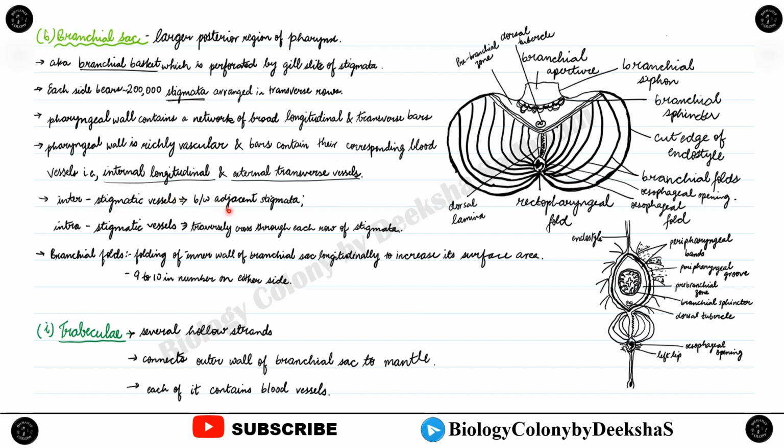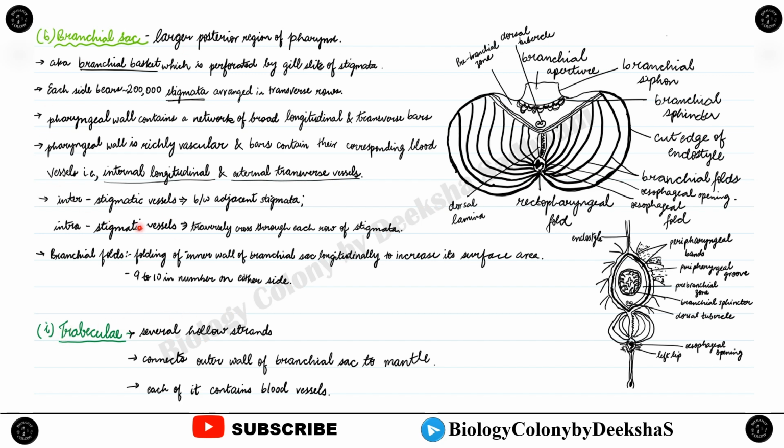Interstigmatic vessels that are present between adjacent stigmata are also found, and along with them there are intrastigmatic vessels that traverse across each row of stigmata. Branchial folds are also present. These are the folding of the inner wall of the branchial sac longitudinally to increase its surface area, 9 to 10 in number on either side.